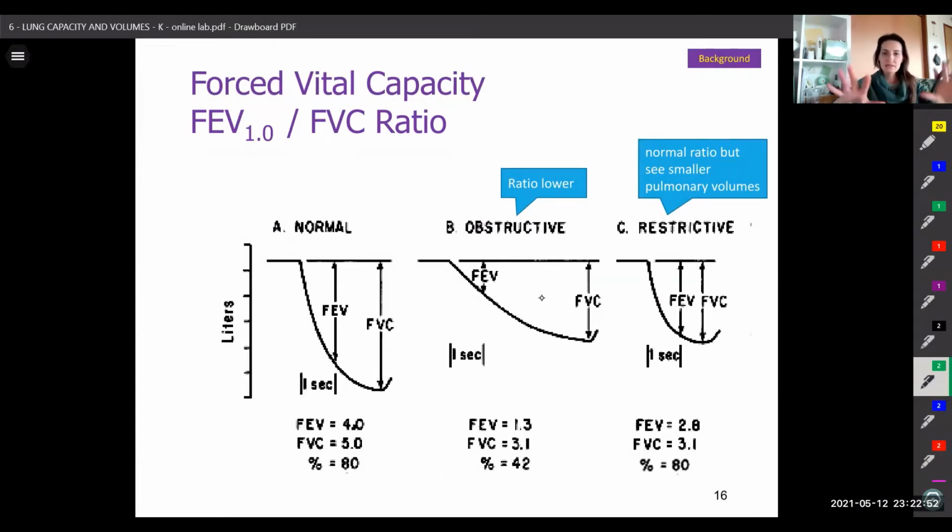So here are some diagrams of the same types of measurements. Here we have the individual normally expiring, right? That maximum exhalation, as quickly as they can after they maximally inspired. And then we determine how much they expired after the first second. Here we're saying total they expired 5 liters. After the first second, it was 4 liters. That gives us a ratio, FEV1 over FVC, of 80% or better.